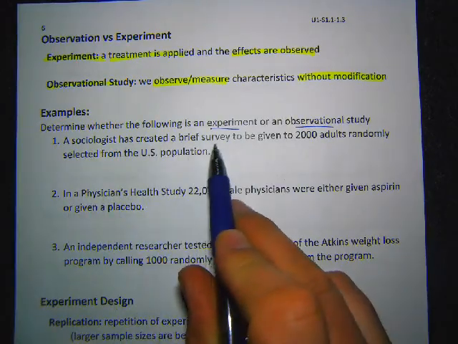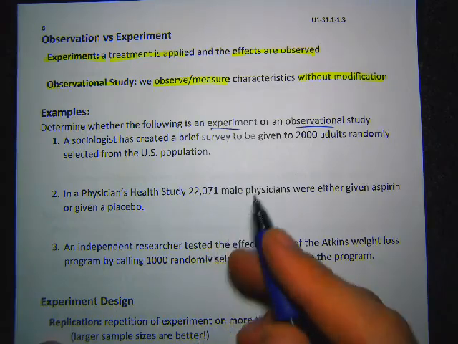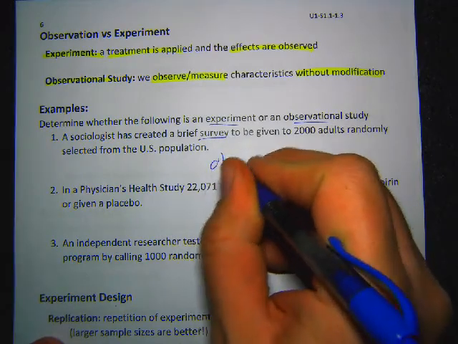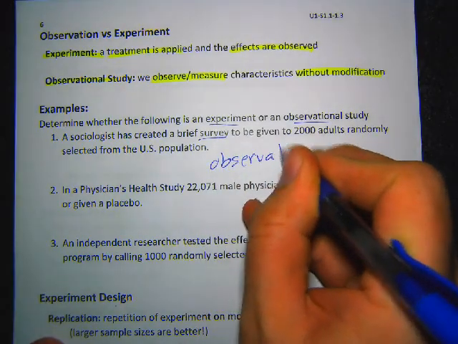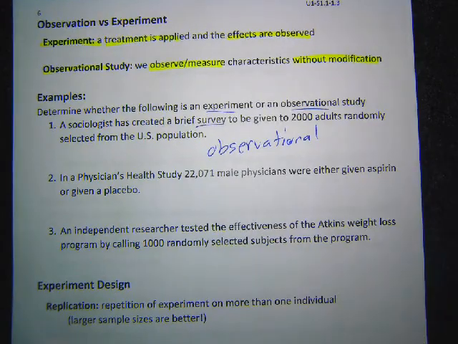A sociologist has created a brief survey to be given to 2,000 adults randomly selected from the US. Again, he's not changing anything. He's not doing anything to them. They're just filling out a survey, so this would definitely be observational. He's not performing an experiment on them. He just gave them a survey and said, hey, fill this out, please.